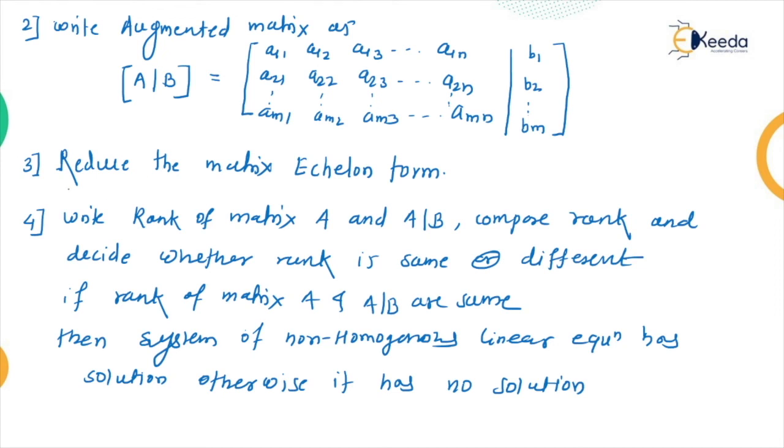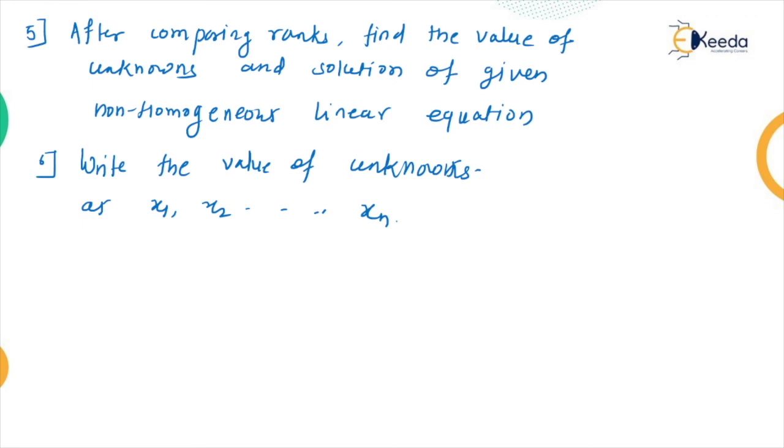Now this augmented matrix is reduced to echelon form, and after that you have to decide the rank of both matrices, compare the ranks, and decide whether they are the same or different. If the ranks are the same, the system of linear equations has a solution, otherwise it has no solution. If the rank is the same, find the values of the unknowns, the solution of the non-homogeneous linear equations, and finally write the values as x1, x2, and so on up to xn.